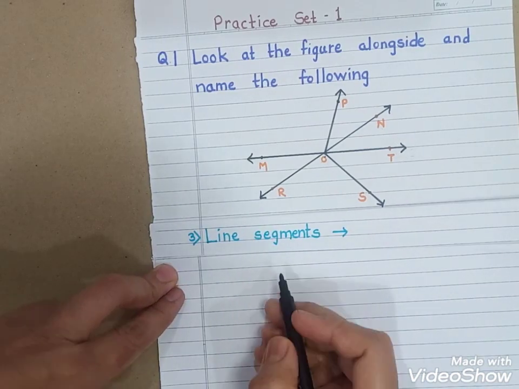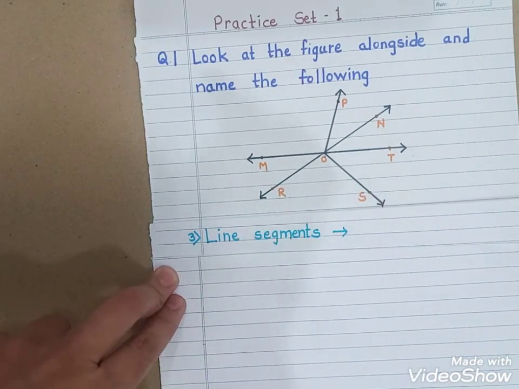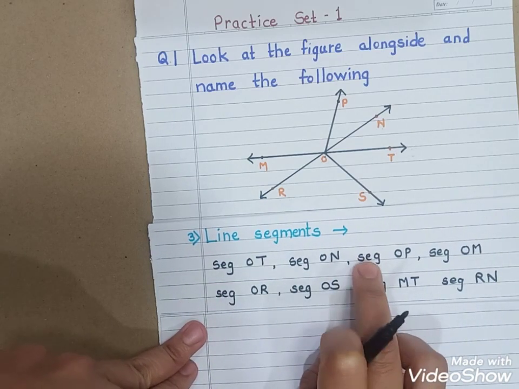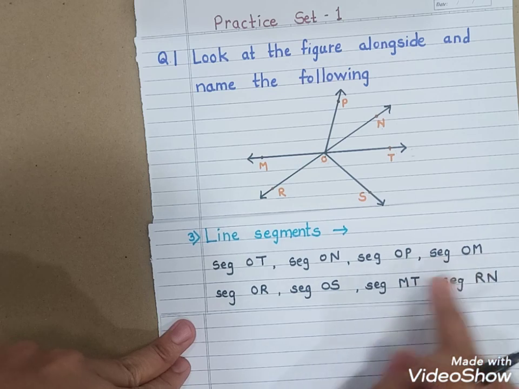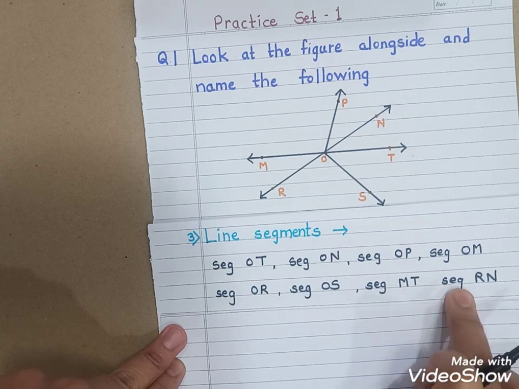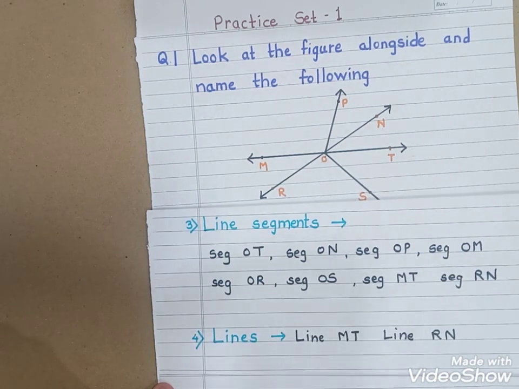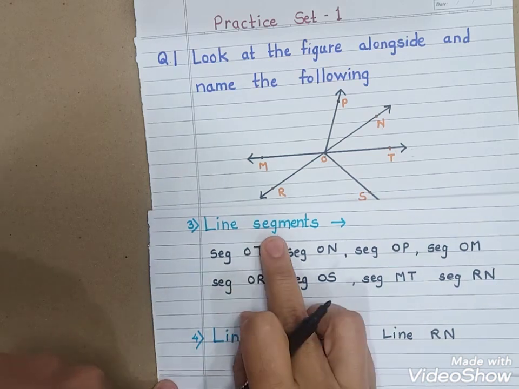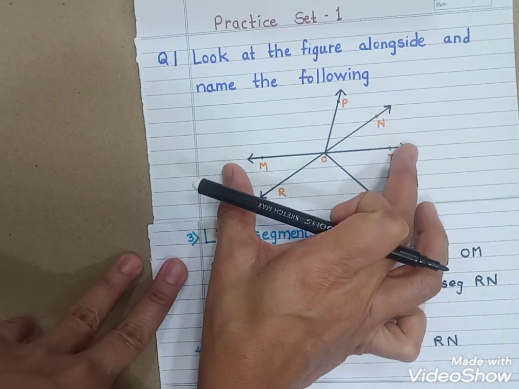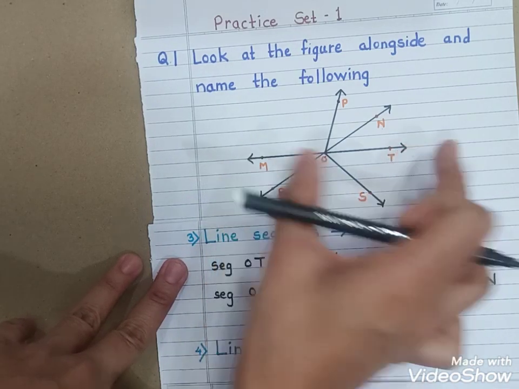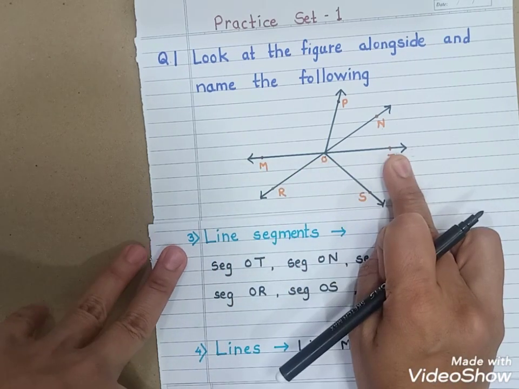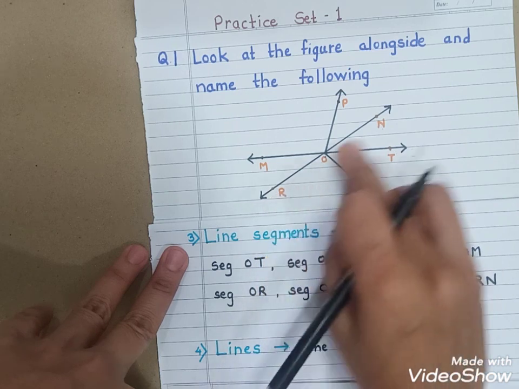So let's write the names of these segments. So we have written segment OT, segment ON, segment OP, segment OM, segment OR, segment OS, segment MT and segment RN. Now we are going to write the names of lines. Now in this figure, a line has 2 arrows at both the sides. So in this figure, line MT and there is another line, line RN.